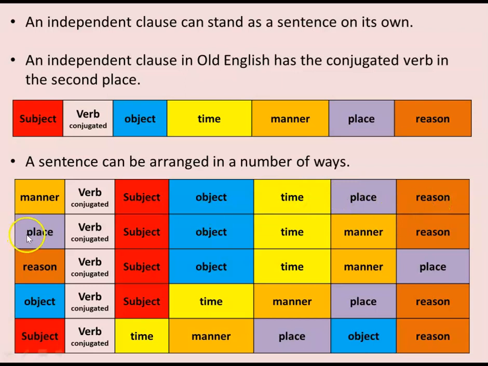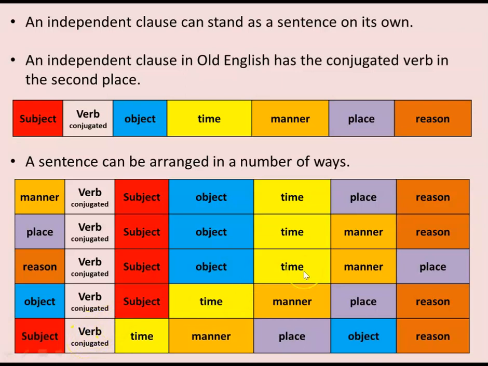Okay, any one of those can be brought out front. We can take place, put that out front, and then the same thing again. The reason can go out front, the object can go out front, or we can also rearrange the order within here. We could go time, manner, place, object, reason. So there's quite a bit of flexibility here. What's key though is the conjugated verb in the second place.